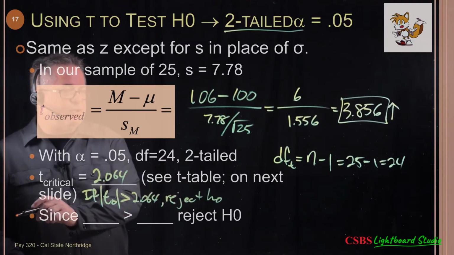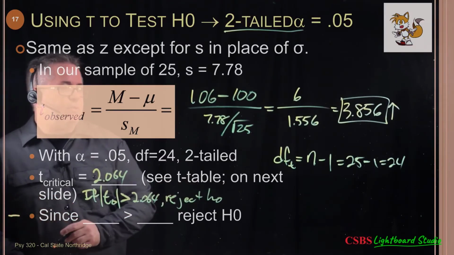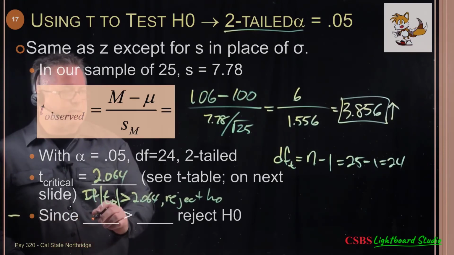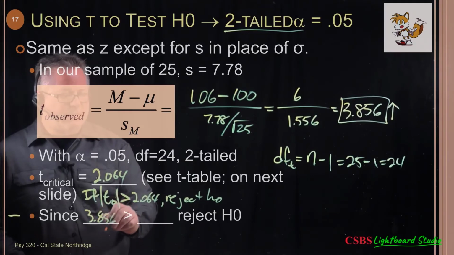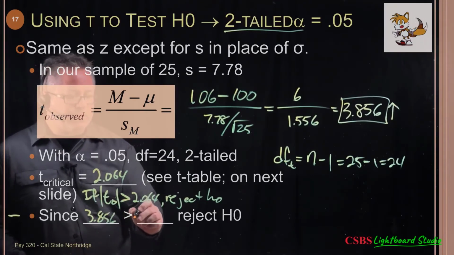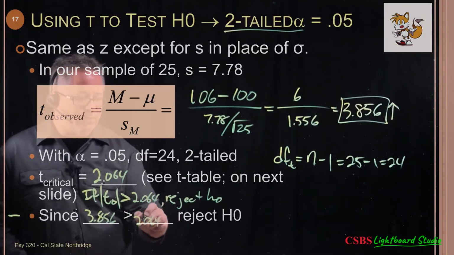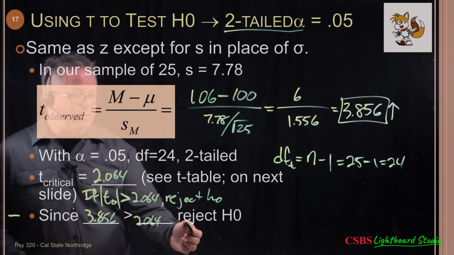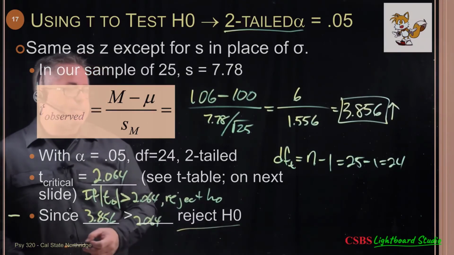So then my decision: my T observed is 3.856. Since 3.856 is greater than 2.064, I am in fact going to reject the null.